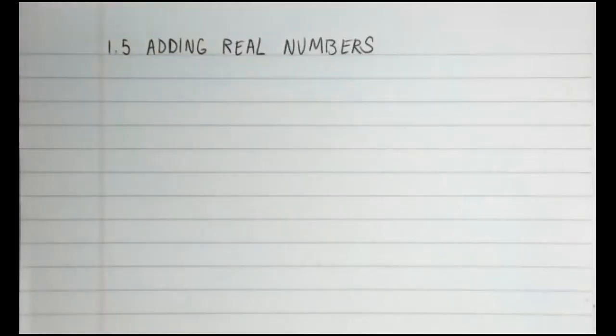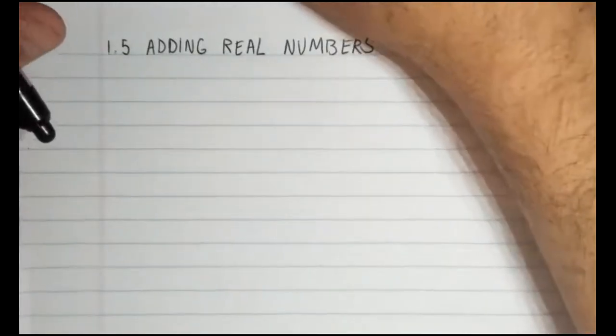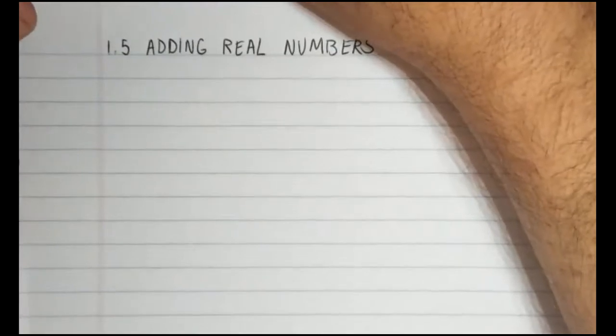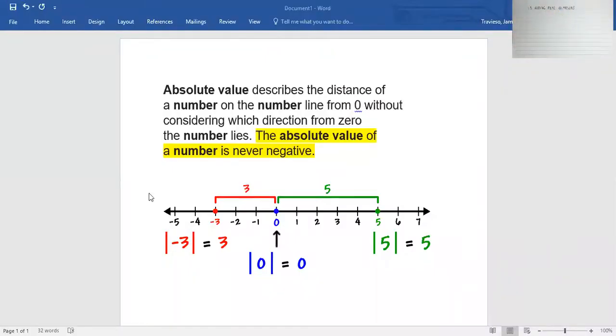All right, so we're working on 1.5, which is adding real numbers. When you hear the term real numbers, we're talking about adding basically positive and negative numbers. The first thing we got to cover is the term absolute value. You'll hear it a lot, that you're combining their absolute values or subtracting their absolute values. And absolute values will look like these straight brackets right here.